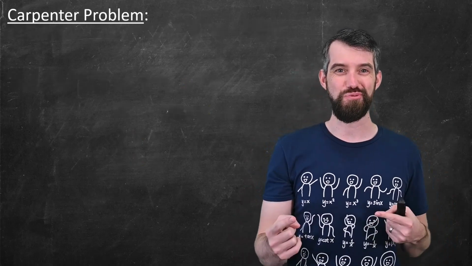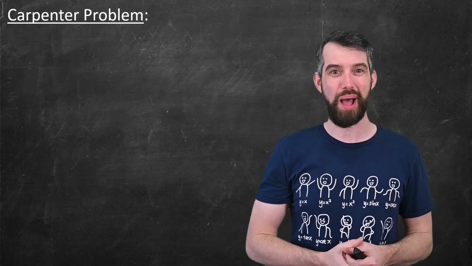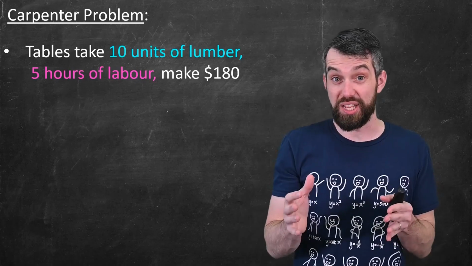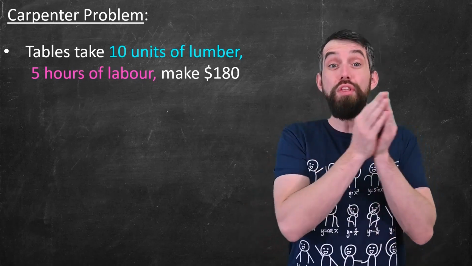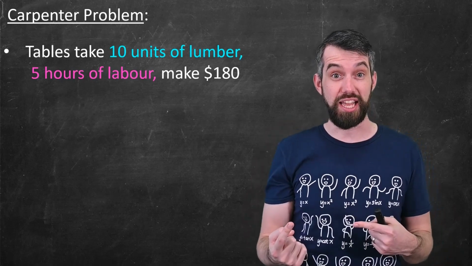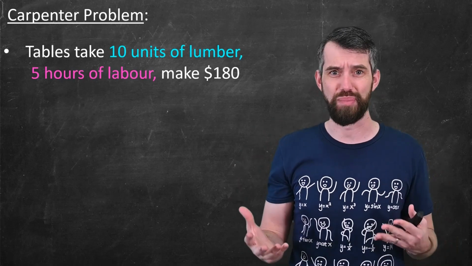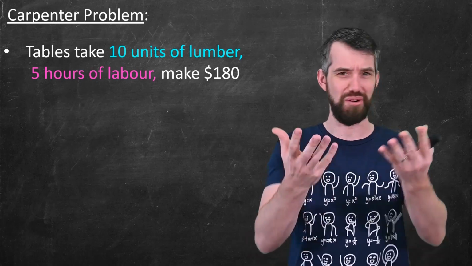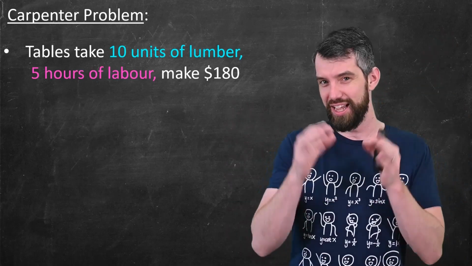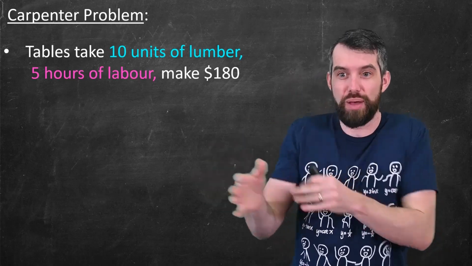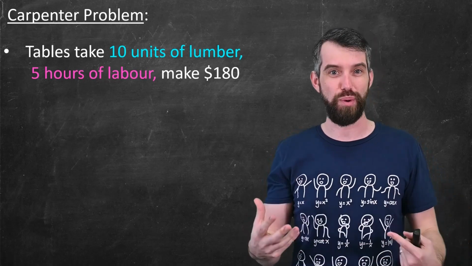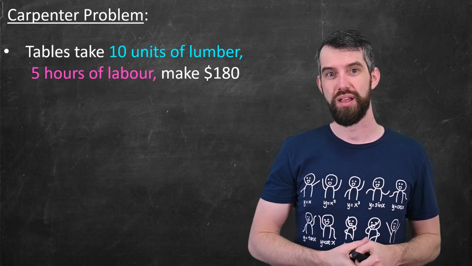To give an idea of where this type of problem would come up, I'm going to share something called the Carpenter problem. The idea is this. A carpenter can make tables or they can make bookshelves. If they choose to make tables, it takes 10 units of lumber. I don't know anything about carpentry. I don't know what a unit of lumber is. Some cubic meter. I have no idea. It takes 10 units, however, of lumber, but it takes 5 hours of their labor. And if they make a table, they're going to make $180 profit.